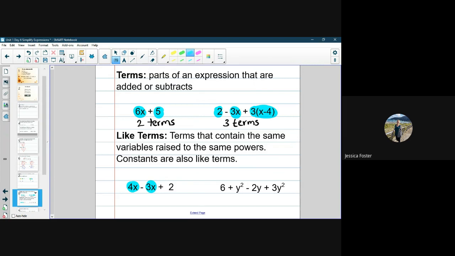And on our second example, I'm looking for the same variable raised to the same power. So y squared and 3y squared are like terms. 2y is going to be left out of this because it's not raised to the second power.